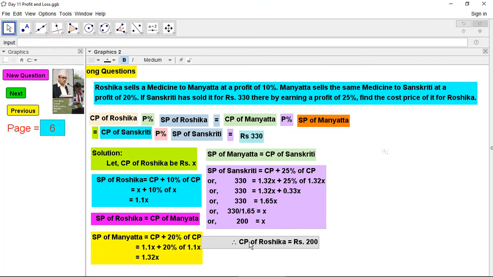Roshika, your cost price is 200, or not? Are we right or wrong? Can you respond? Is the cost price of the medicine Rs 200? This is your question. I have kept your name in this question. Your cost price is 200. No problem, don't worry. Okay? Accept it.